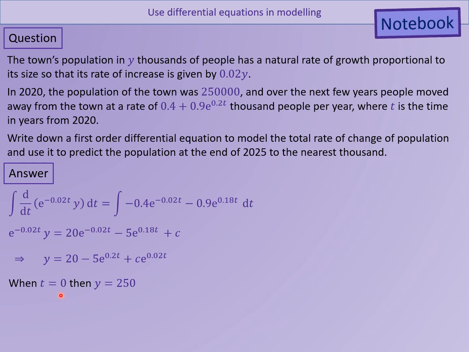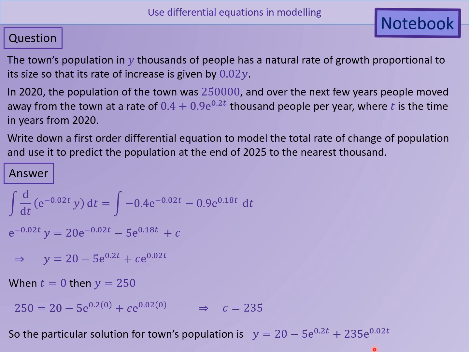So because I haven't used the initial population, that's going to help me work out this bit. So I've got when t equals 0, y equals 250. So I'm doing it per 1,000 of people. Okay, so there's 1,000 people per year. Right, so you've got 250. You don't have to. You could stick with that number just there. That would get you the same answer. So 250 substituted into there gets you to those values just then. Gets me a C value of 235. So I can substitute that back in, and there is my particular solution for the town's population right there.